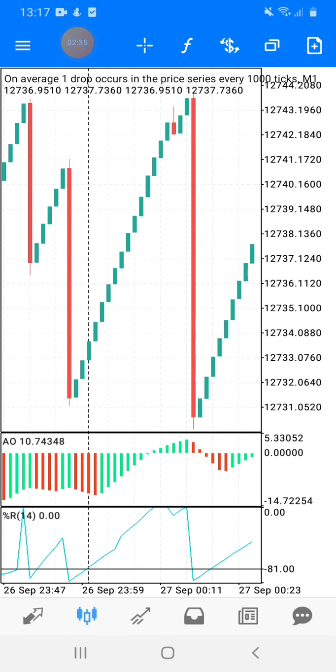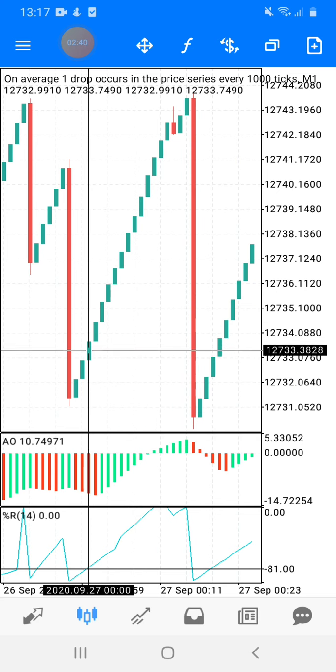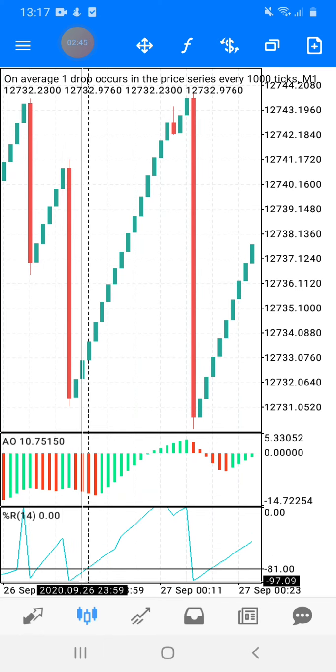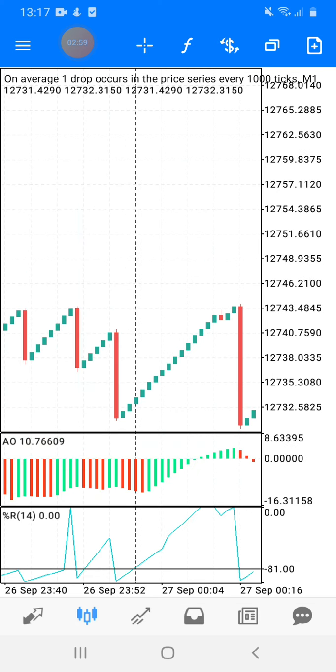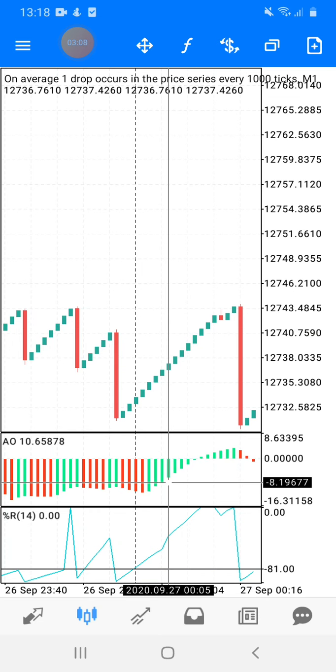So the strategy is quite simple and really profitable. What we're looking for is the percentage range to touch the negative 81 mark, which is the negative 81 level right here. There's a touch. There's our touch down here. Once you see the touch, your confirmation or restriction to take the trade is going to be the awesome oscillator. So we're going to look at the awesome oscillator.